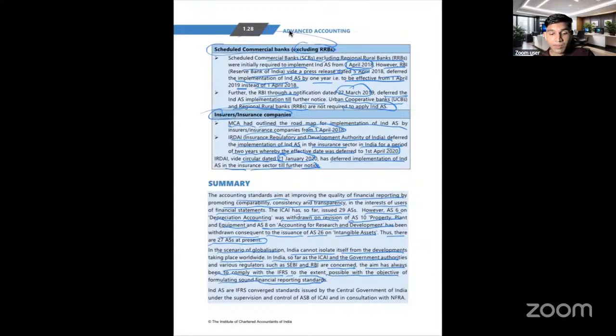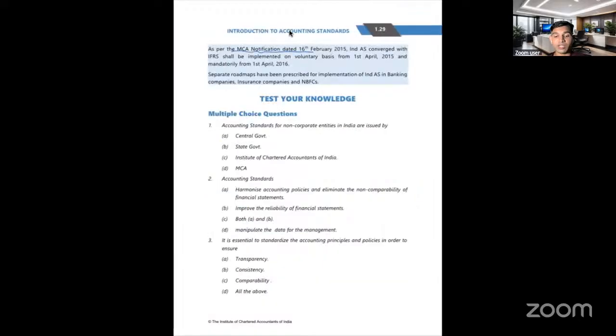Ind ASs are IFRS-converged standards, issued by the Central Government of India under the supervision and control of the ASB of ICAI and in consultation with NACAS. As per the MCA notification dated 16 February 2015, Ind AS shall be implemented on a voluntary basis from 1st April 2015 and mandatorily from 1st April 2016. Separate roadmaps have been prescribed for the implementation of Ind AS in banking companies, insurance companies, and NBFCs.